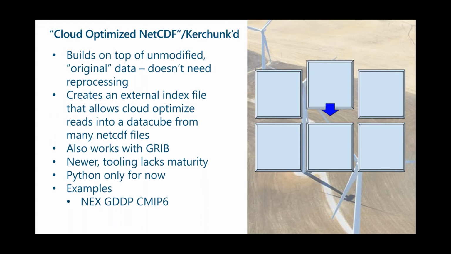And so examples of what we're hosting, we have the NEX-GDDP-CMIP6 data set as Cloud Optimized GeoTIFF, and that allows us to not have to transform that entire data set to an Azure data set, modifying the data set in the process. We want to keep it as NASA published it, but then build this index on top of those data sets to allow for cloud optimized access.